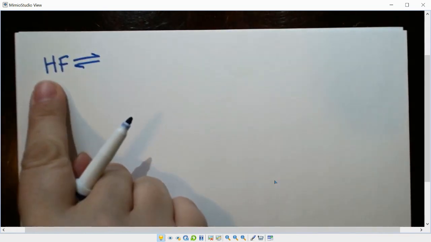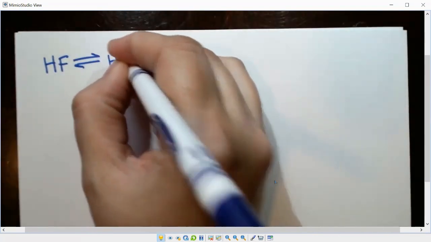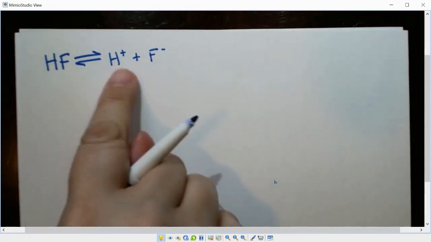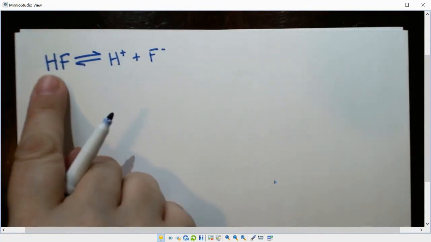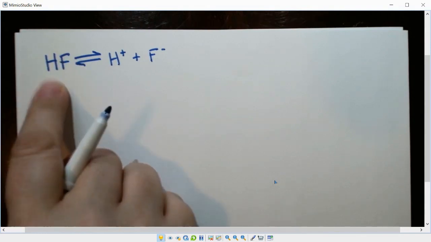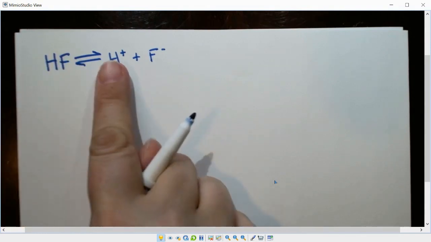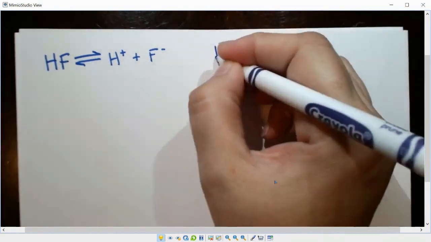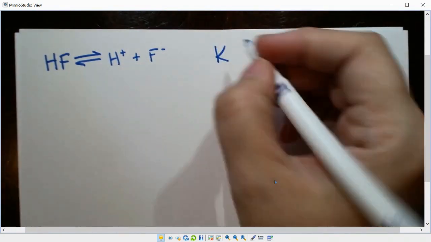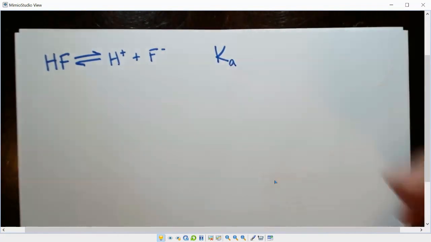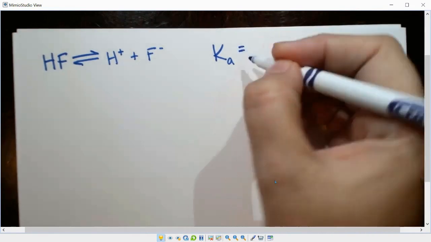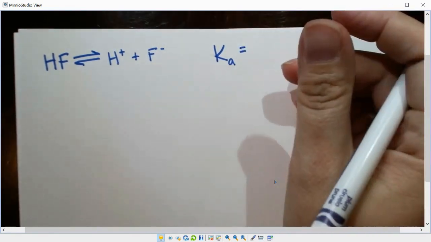And when this splits apart into its ions, the ions that make up HF are both H+ and F-. This is in a 1-to-1 ratio because for every molecule of HF, there's only one H and one F. So this is balanced with coefficients of 1. Then to write my K expression, I write K equals, and I'm going to indicate that this is an acid by putting a little A here. So K equals, and then it's always products over reactants.